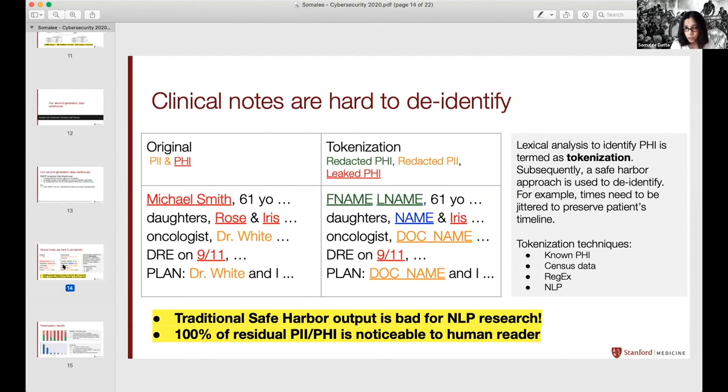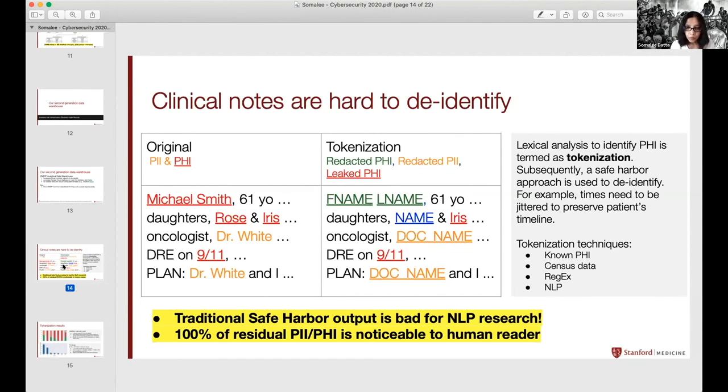So in this case, I think this is the most common case. What you do is you go in and you essentially redact. And the redaction can leave it in many states, but this is one of the more common states. You replace first names with F name, last names with L name. In this particular case, you could not identify Iris, one of the daughter's names, as a PHI. So that's leaked. So that's a leaked PHI.